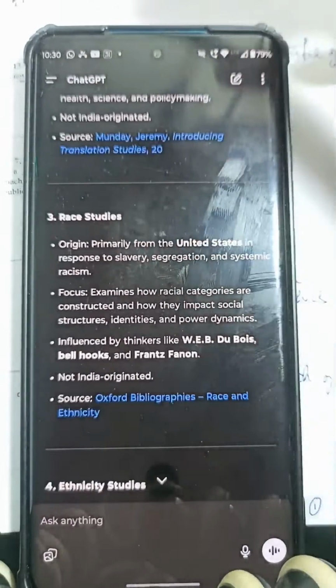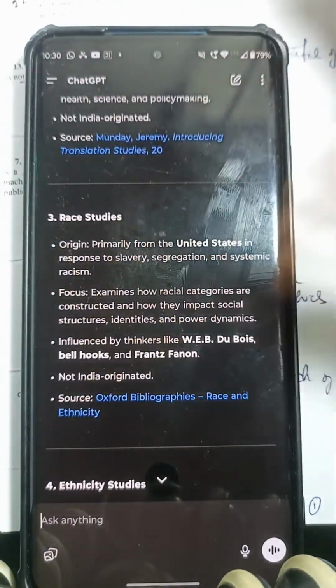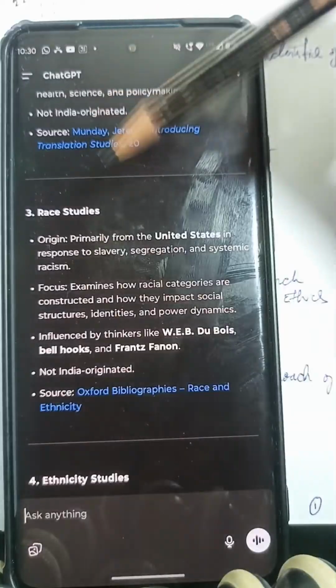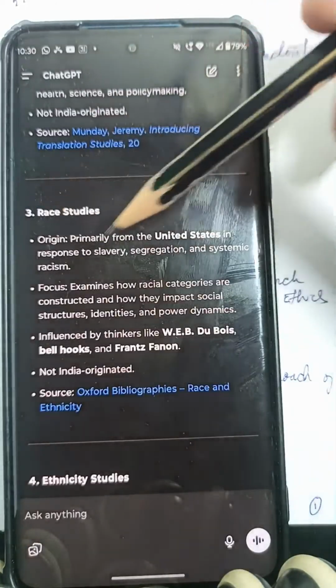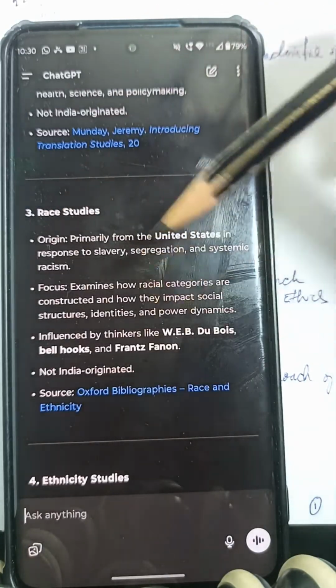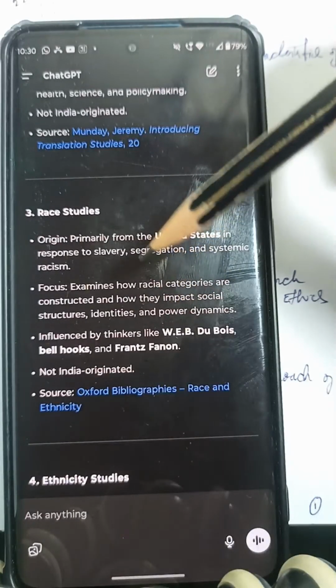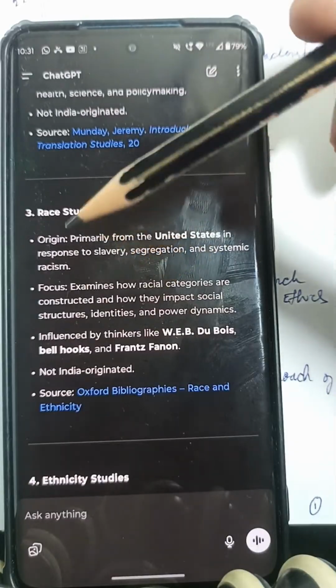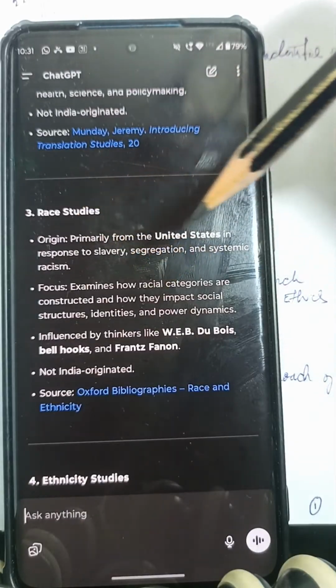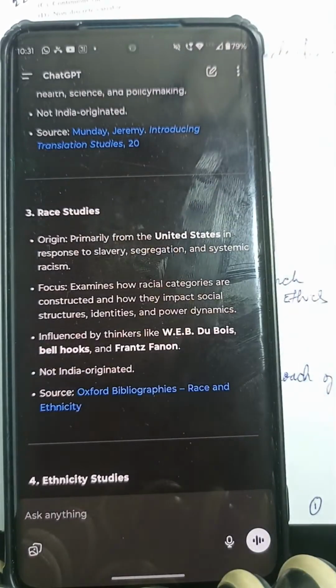The third is race studies. As the name suggests, it originated primarily in the United States in response to slavery. We are talking about different communities, different races. The word racism came from this particular word. It arose in response to slavery, segregation, and systematic racism, and it examines how racial categories are constructed and how they impact social structures.